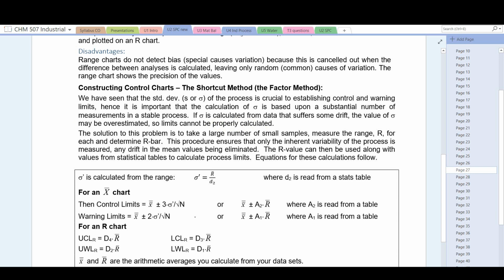So what's the solution? Well, take a large number of small samples, measure the range R for each, and determine R bar, the average range. This procedure ensures that only the inherent variability of the process is measured. Any drift in the mean values will be eliminated. And then the R value can be used along with values from statistical tables to calculate the process limits.